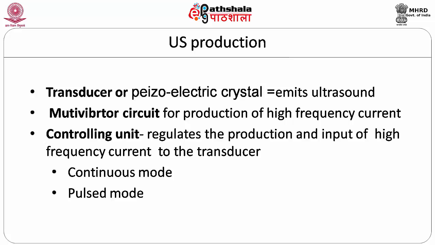The high frequency electric current produced in the multivibrator circuit applies an oscillating voltage to the transducer. This makes the crystal vibrate at the same frequency as that of the oscillating current. The vibration of the crystal produces identical vibration in the mounted metal frame that emits a beam of ultrasound. The sonic beam of the transducer is roughly cylindrical and is of the same diameter as that of the transducer.